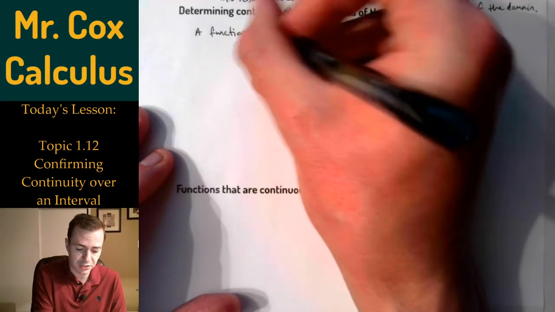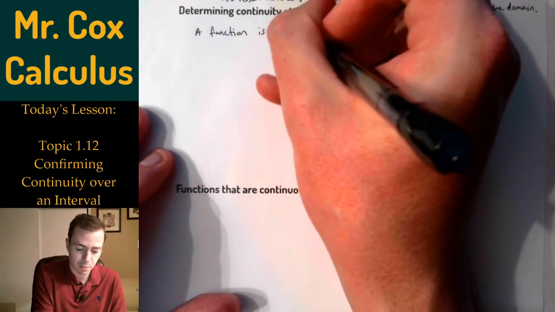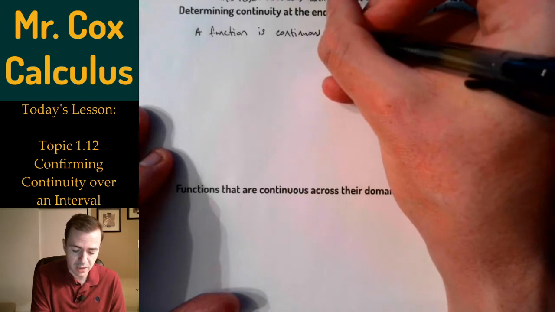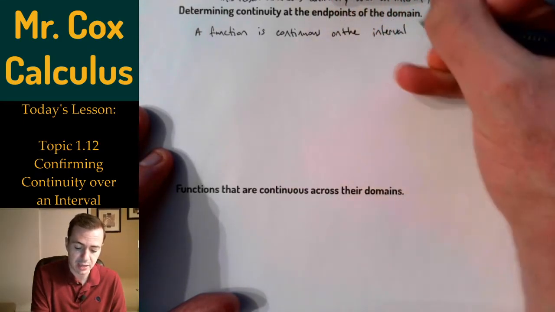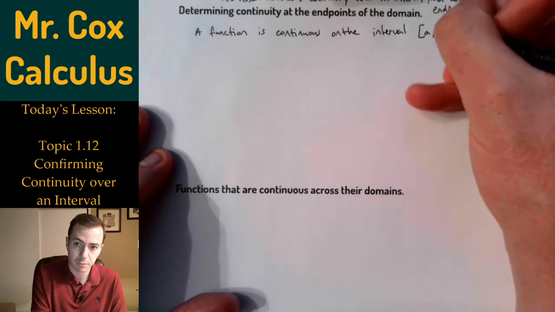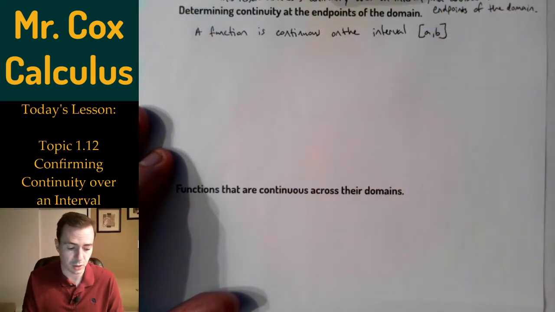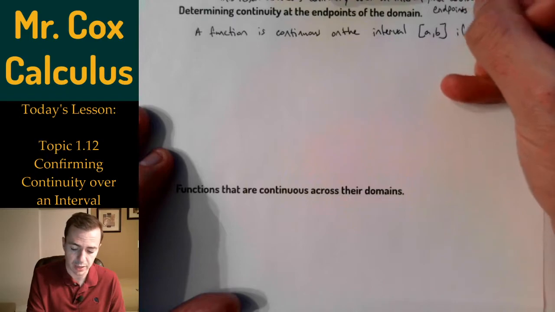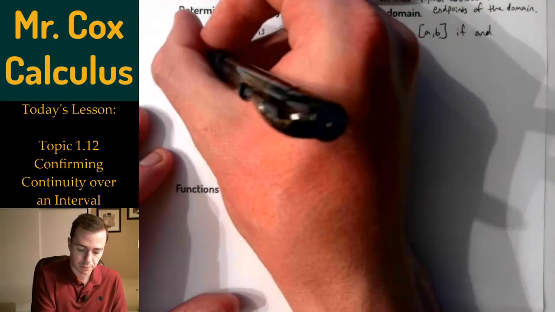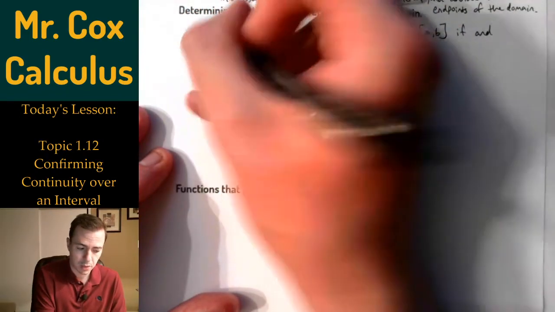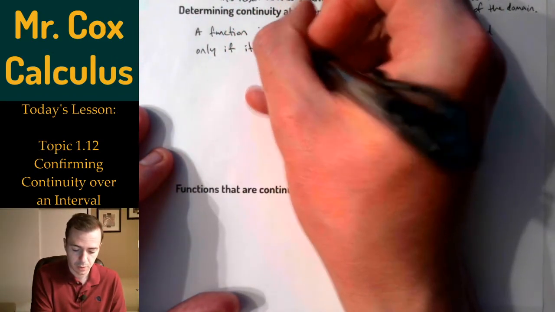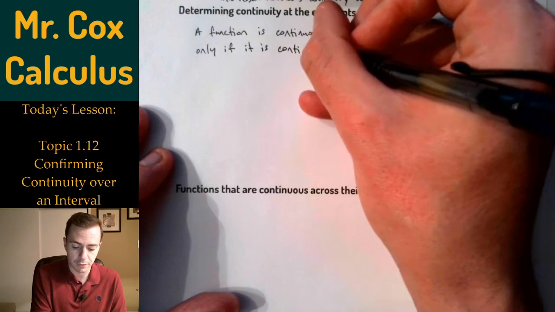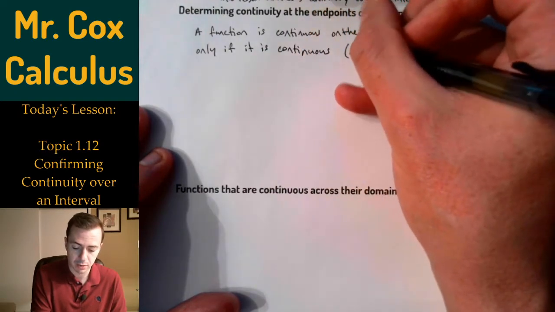But a function is continuous on the closed interval a, b. A function is continuous on that closed interval a, b, if and only if, first of all, it has to be continuous on the open interval a, b.